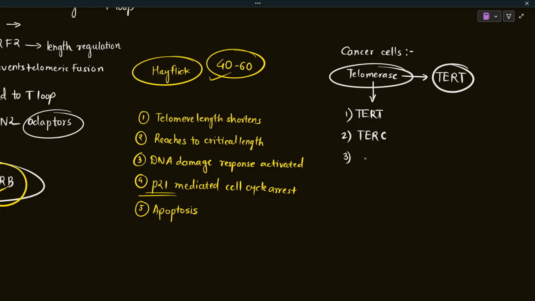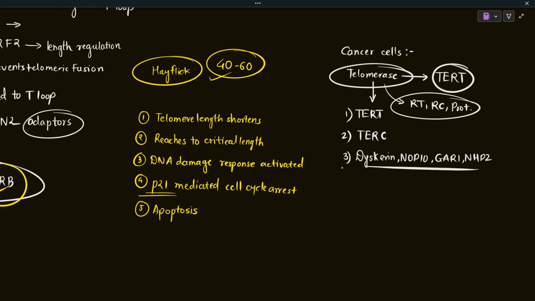Then there are certain accessory proteins that are going to stabilize the telomerase complex, such as dyskerin, NOP10, GAR1, and NHP2. So these are the accessory proteins that stabilize the telomerase complex. Telomerase is a complex of a reverse transcriptase, an RNA component, as well as certain accessory proteins. Okay, so this is the composition of the telomerase enzyme.